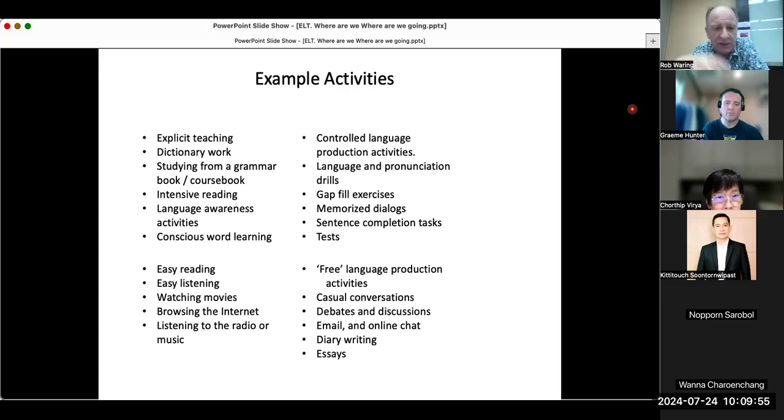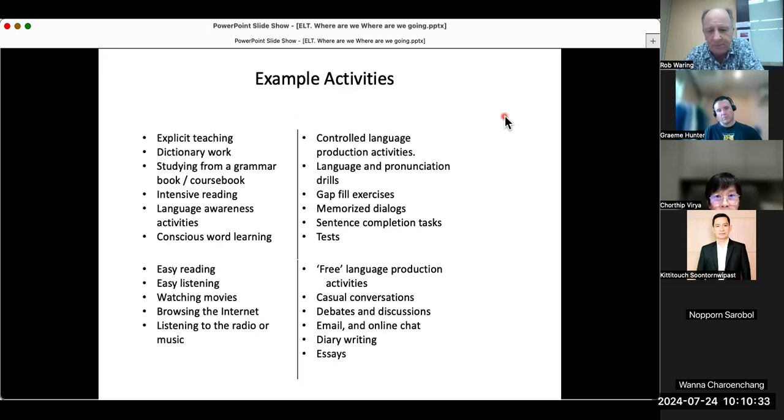All of these are pretty standard things. On the bottom, we have easy reading, listening, watching movies, browsing the internet. All of these are valuable forms of input for our students. At the bottom on the right, we've got free language production activities where students are, say, talking with their partners, writing about what they want to, casual conversations, debates, discussions, email, and so on. And you're all familiar with these types of example activities. But I think it's important that when we're talking about a framework for ELT, we have some kind of an idea for how these things fit together.